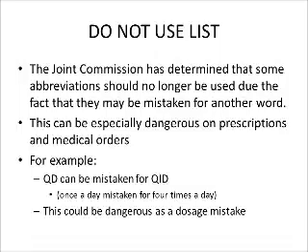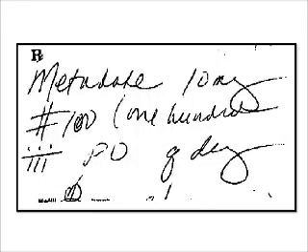Now, the Joint Commission has determined that there are some abbreviations that should no longer be used due to the fact that they may be mistaken for another word. These can be especially dangerous on prescriptions and medical orders. For example, QD can be mistaken as QID. QD means once a day, QID means 4 times a day. So if they're referring to a medication, taking it 4 times a day when it should be prescribed once a day could be quite dangerous. This could be dangerous as a dosage mistake, but it could also be dangerous in the medical legal aspect of it as well.